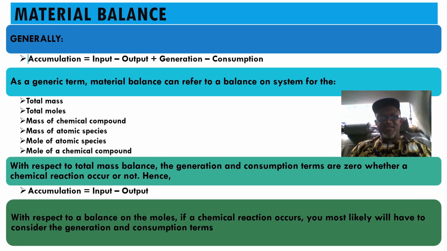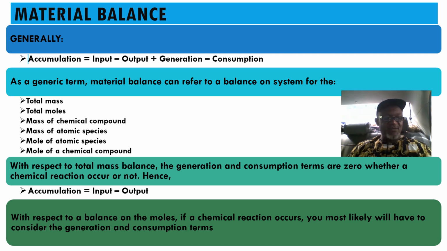Generally, for material balance, we have accumulation is equal to input minus output plus generation minus consumption. And as a generic term, material balance can refer to a balance on the system for the following: total mass.